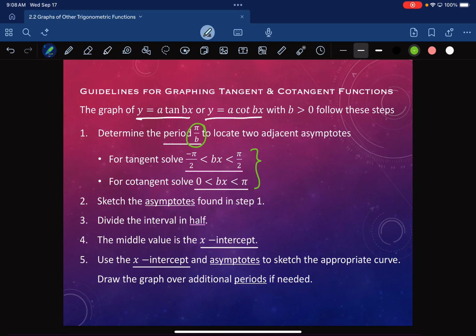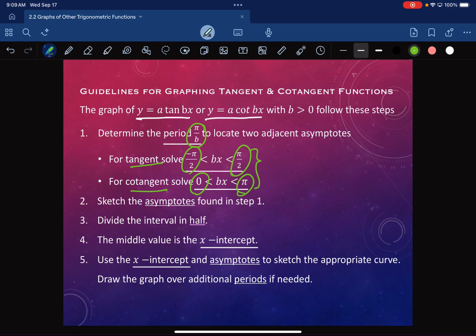What you're seeing happening here is just the locations being between an asymptote. So you can get one full cycle on tangent if you go between negative pi over 2 and pi over 2. And you can get one full cycle for cotangent if you go between 0 and pi. So that's where these are coming from: these are the asymptotes that correspond with the function tangent, and these are the asymptotes that correspond with the function cotangent. And then once we find those values, we can actually sketch those asymptotes. That's step 2. Step 3, we're going to divide the interval in half. That's the only one we're going to label: the asymptotes and the division in half.